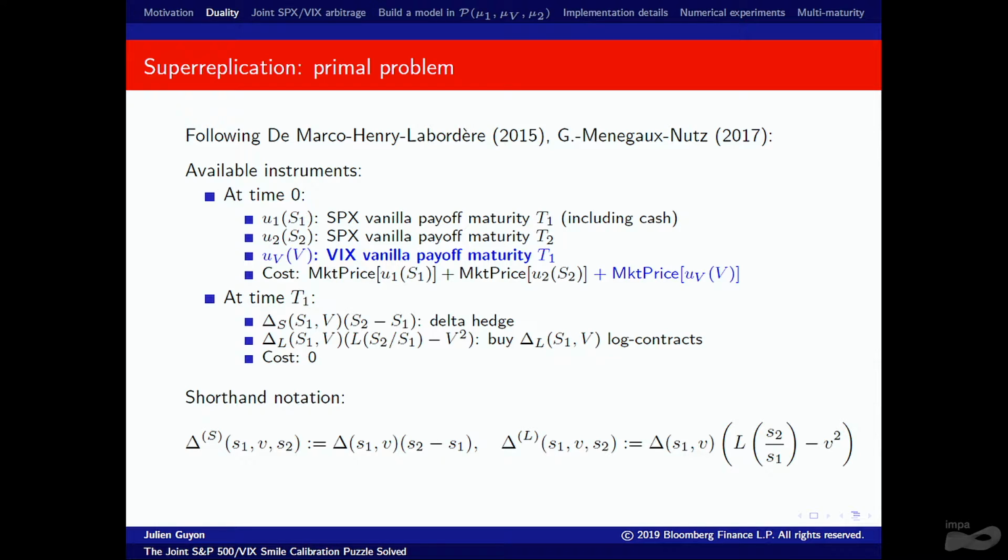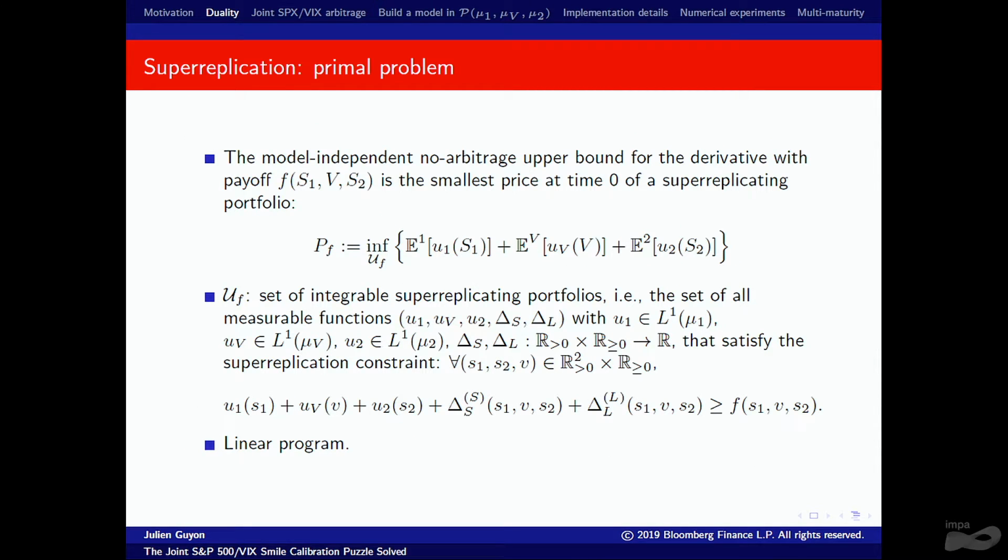And also, at time T1, you can delta hedge yourself. So delta hedge in the spot, or delta hedge in the log contract. The price at time T1 of one log contract that will deliver L of S2 over S1 is precisely V squared by definition of the VIX. And the cost of this is zero, because it's just delta hedge. You see that the deltas that I will decide at time T1 can depend on S1 and V, because those are known at time T1. So those are my hedging instruments. Just remember these shorthand notations for these delta PnLs. I will denote them by delta S and delta L, just to save space on the slide.